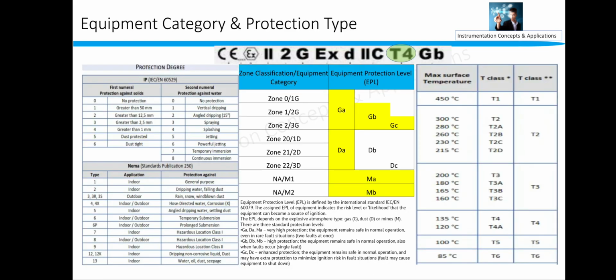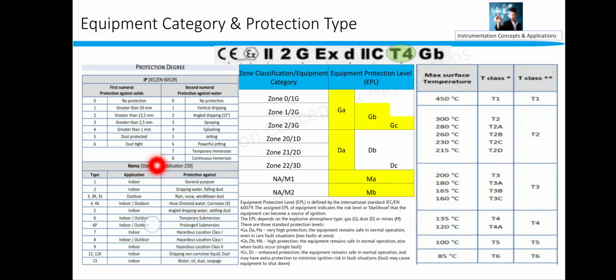Now comes the important slide in which I have mentioned the temperature category T4. So T4 means 135 to 120 degree maximum surface temperature is defined by this. And there are some T classes there, T1 and T2. In T2 you can see there is T2, T2A, T2B, T2C, and T2D. So for more detailed maximum surface temperature segregation, we have some segregation over here also, but we normally follow T1, T2, and T3.